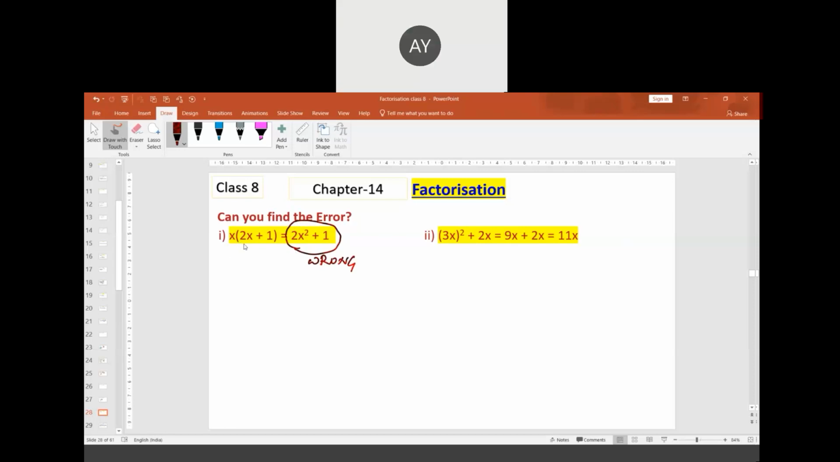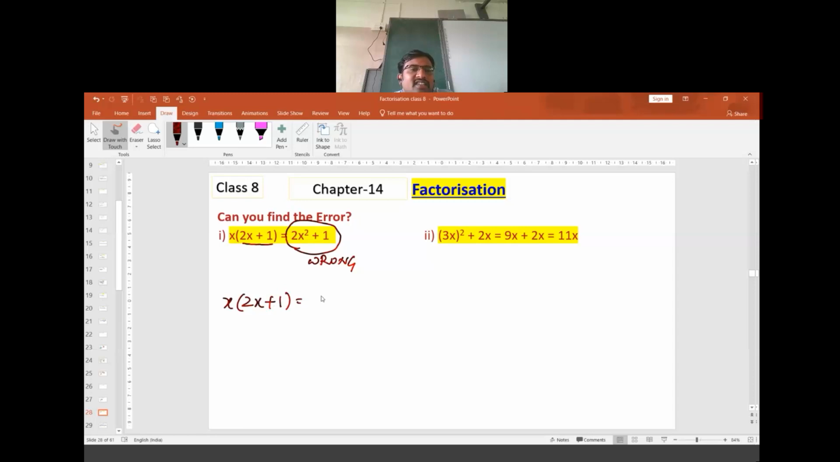When x is multiplied to this, we should use the distributive property. So x multiplied by 2x plus 1 will be 2x square plus x. So the 1 written here is wrong. It has to be x.